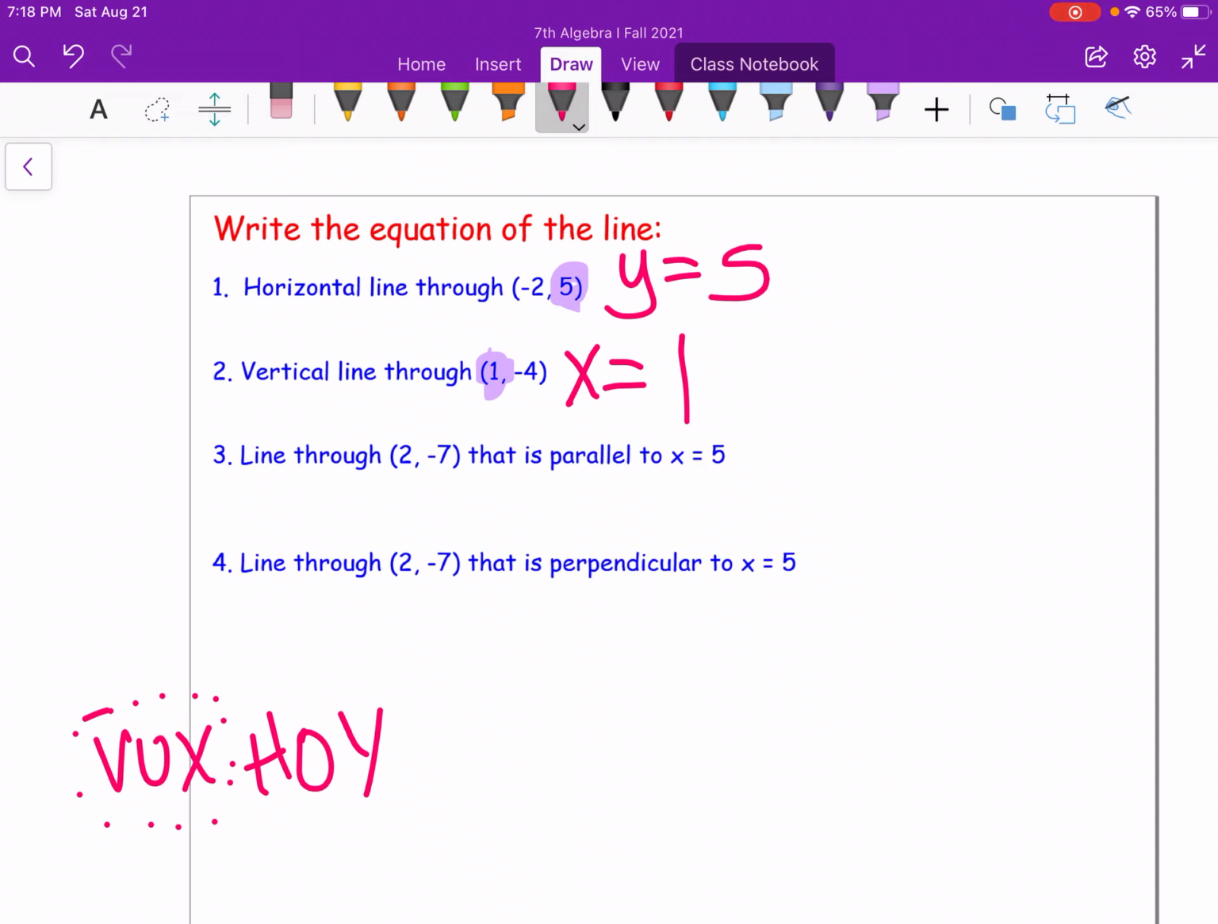Line through (2, -7), that's parallel to x equals 5. Well, that means that it has the exact same slope, which means that it must also be an x equals, and it must be this 2 here. And a line through (2, -7), that's perpendicular to x equals 5. Well, if it's x equals 5 and it's perpendicular, that means that it must be a y equals the y value, which is -7.